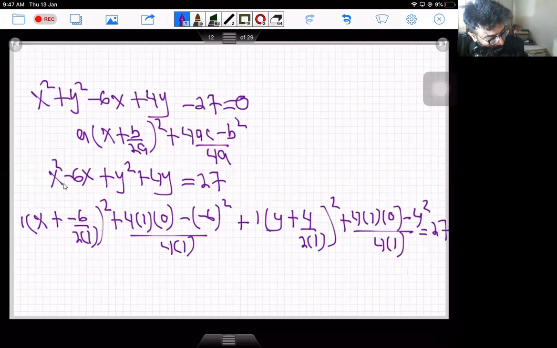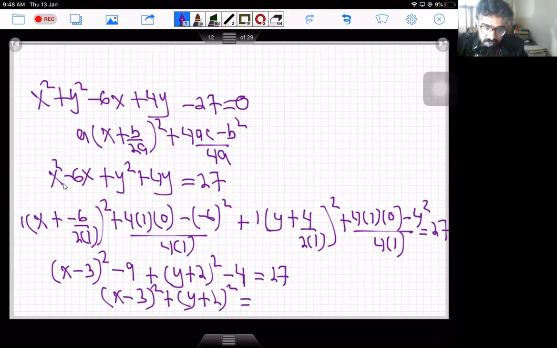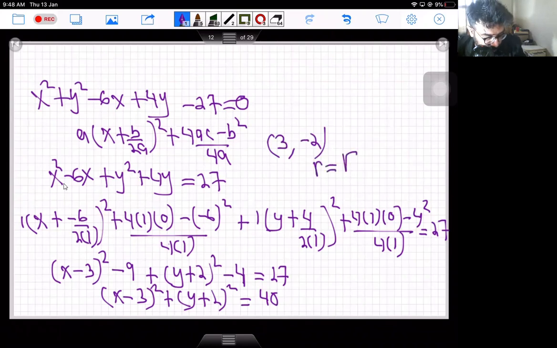So (x − 3)², and then −36/4 is −9, and then plus (y + 2)², and then −16/4 is −4, and this is equal to 27. Okay, so (x − 3)² + (y + 2)² = 27 + 4 + 9, which is 40. So now we can say that (3, −2) is the center of the circle, and the radius is equal to √40 units.